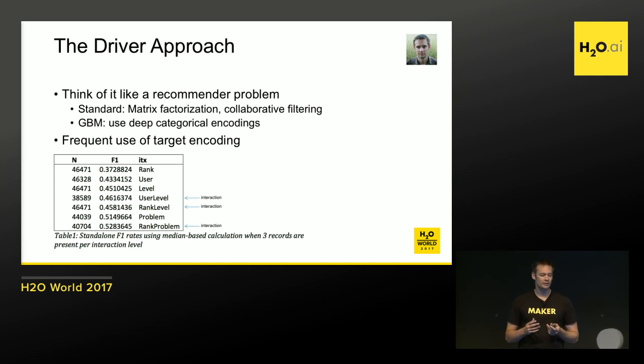And those tend to be, so standard would be matrix factorization, libfm, things like that, collaborative filtering tools, whatever your favorite sort of stuff is. My favorite is still GBM. So you're using deep categorical encoding. You can use a GBM to do these things. You just kind of have to work hard at it.